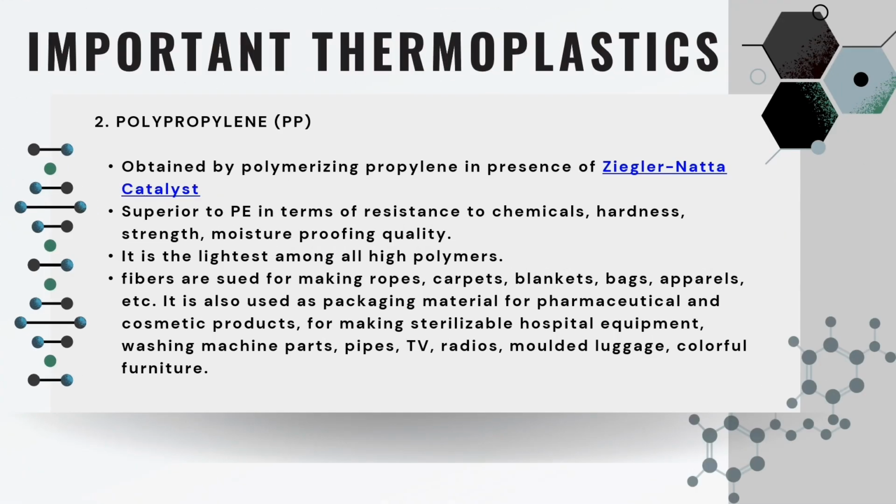Number 2. Polypropylene. Obtained by polymerizing propylene in presence of Ziegler-Natta catalyst. Superior to polyethylene in terms of resistance to chemicals and hardness. It is the lightest among all high polymers. Fibers are used for making ropes, carpets, blankets, bags, apparel, and etc.